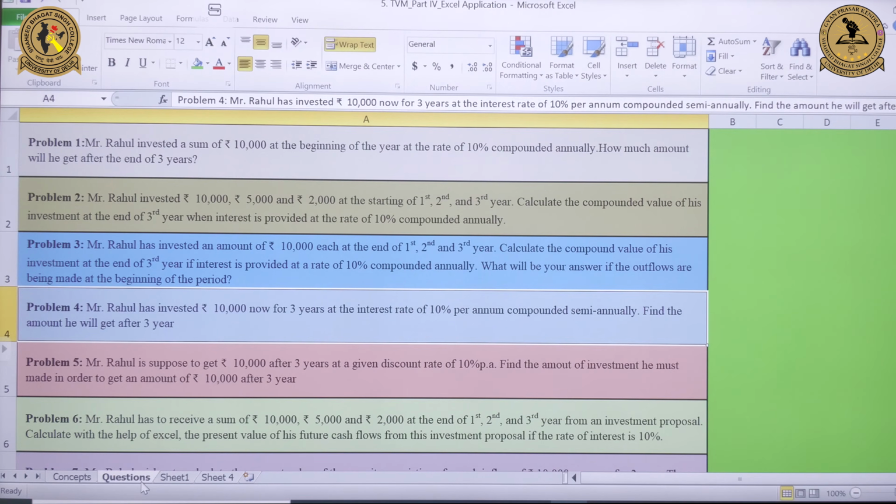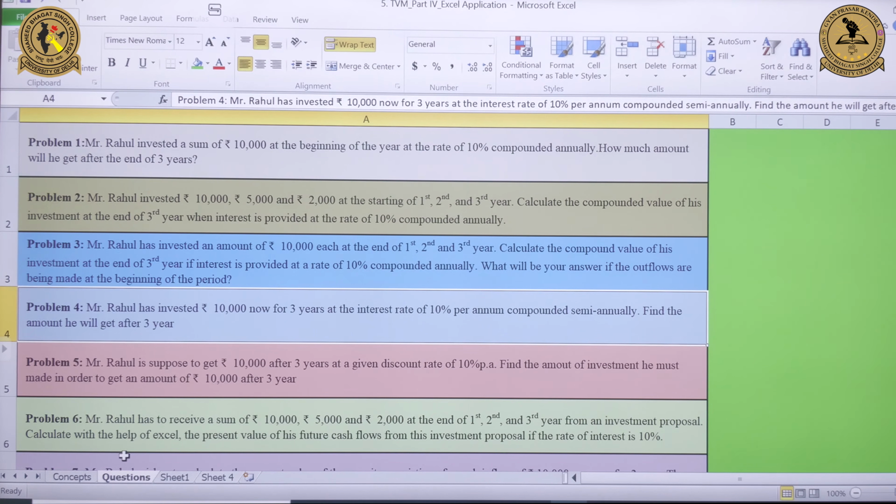Now let's focus on problem number 4. Mr. Rahul has invested 10,000 now for 3 years at an interest rate of 10% per annum, compounded semi-annually. Find how much amount he will get after 3 years. Now this is very much similar to the previous question. The only difference is that instead of compounding annually, we are going compounding semi-annually.